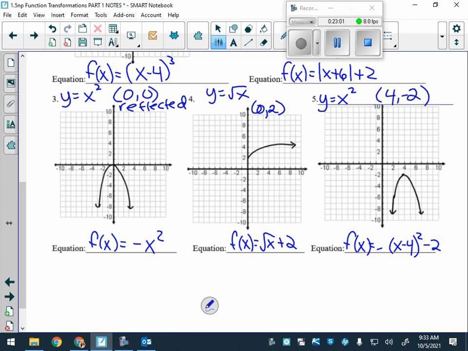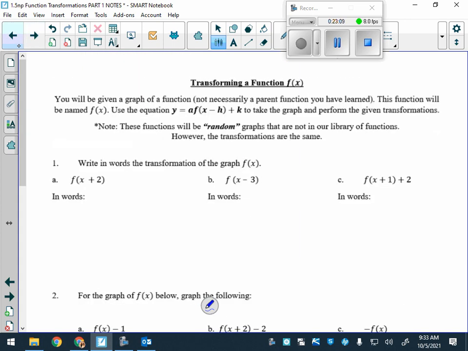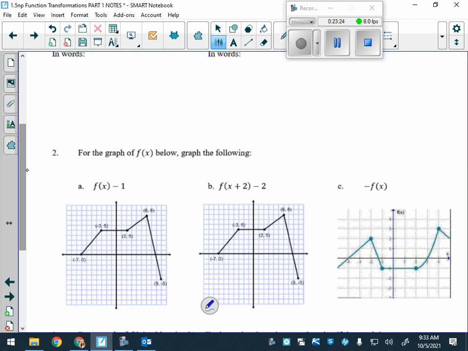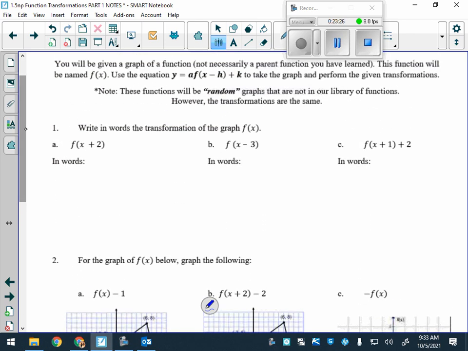Okay. So we have done all sorts of parent functions, right? This can also work with your random functions. So turn the page. This works with your random functions. If you look at the bottom, these are random functions. They're not quadratics, they're not square roots, whatever they are, they're just random functions. The transformations have not changed. A still does the same thing, H still does the same thing, K does. Just the way it's described is different.